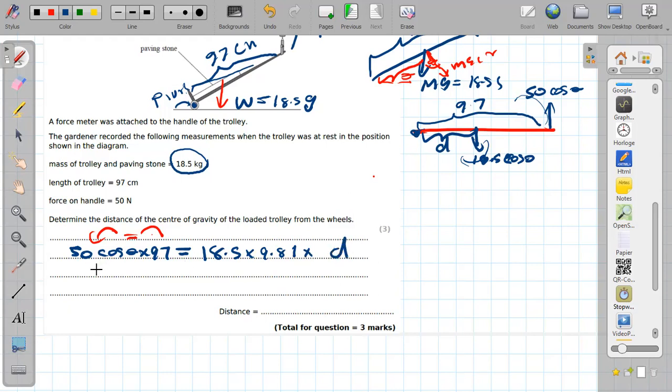Really easy, no? Sorry, this one is cos theta. I forgot cos theta. Now cos theta and cos theta cancel, so you don't want to worry about that now. What is d? 50 times 97 over 18.5 times 9.81, 404.3?